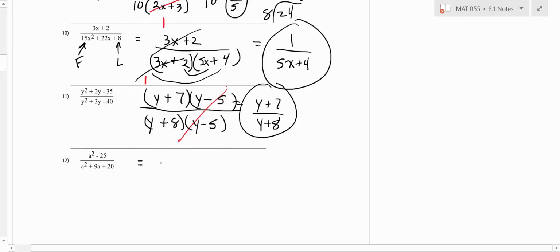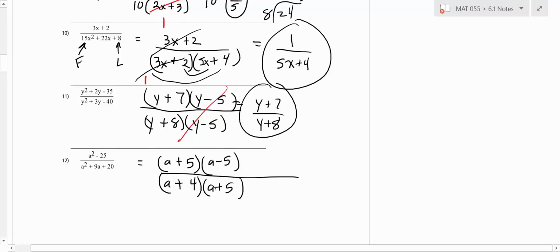Okay, the last one, the numerator is a difference of two squares. So the numerator is a and a, 5 and 5, with a plus and minus. Okay, that's the difference of two squares, so you factor that way. The denominator, you should have a, and 4 times 5 is 20, and then 2 plus signs like that. Okay, now your factors can be backwards. Doesn't matter. What matters is those two things cancel, and then your final answer to the problem is going to be a minus 5 over a plus 4, like that.